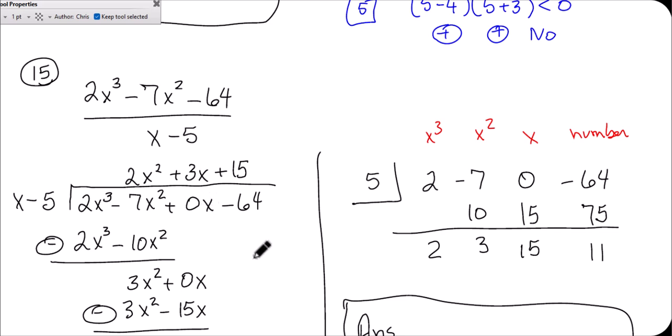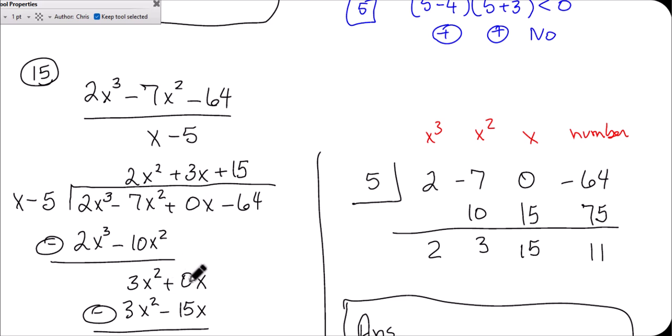All right, the way the game starts is, what would you multiply by x to give you 2x cubed? Well, that's 2x squared. So 2x squared times x is 2x cubed. 2x squared times a minus 5 is a minus 10x squared. But now you're subtracting. Okay, 2 minus 2, 0. Minus 7 minus a minus 10 is a plus 3x squared. And the 0 comes down.